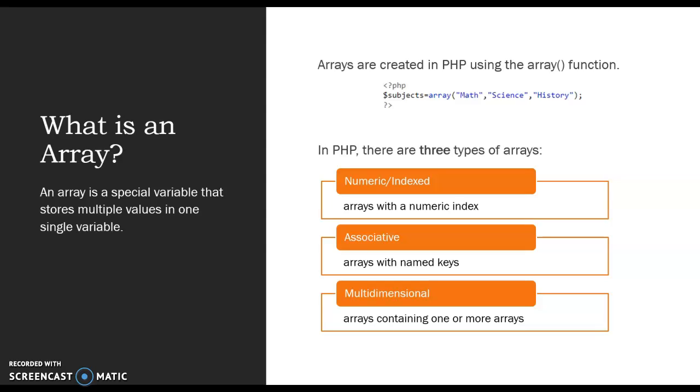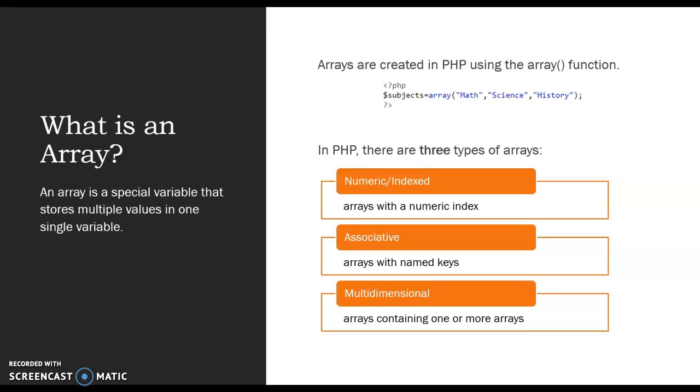Arrays are created in PHP using the array function. So here in this little example, you can see that I have an array called subjects, and then it calls the array function, and then the values we want to store are inside the parentheses. So we're storing 3 different subjects.